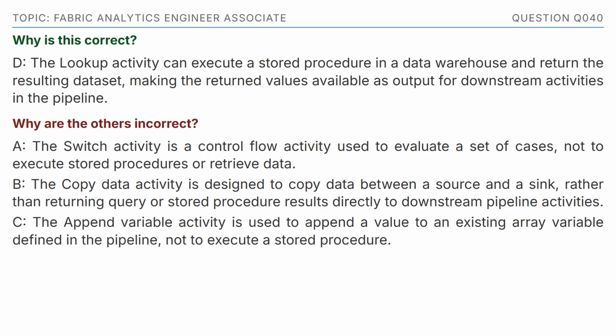Why are the others incorrect? A. The switch activity is a control flow activity used to evaluate a set of cases, not to execute stored procedures or retrieve data. B. The copy data activity is designed to copy data between a source and a sink, rather than returning query or stored procedure results directly to downstream pipeline activities. C. The append variable activity is used to append a value to an existing array variable defined in the pipeline, not to execute a stored procedure.